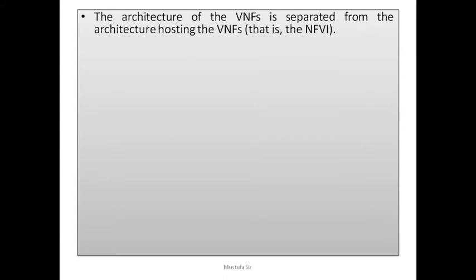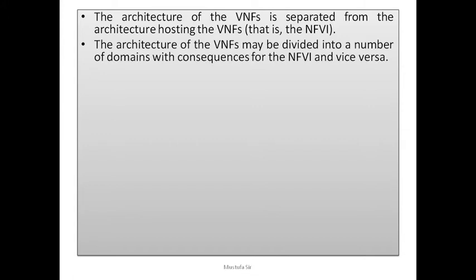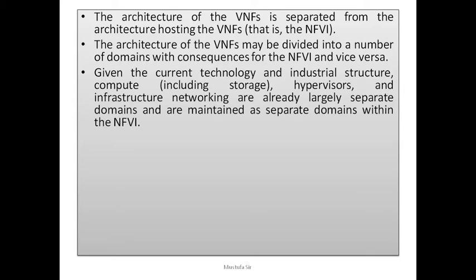Before I explain all the 14 bidirectional points in that diagram, you should remember certain points. The architecture of the virtual network function is separated from the architecture hosting the virtual network functions. So NFVI and virtual network function are totally different. In the architecture they have shown that VNF is separate and NFVI is separate. The architecture of VNFs may be divided into a number of domains. Given the current technology, compute, storage, hypervisor, and infrastructure networking are already largely separated domains.